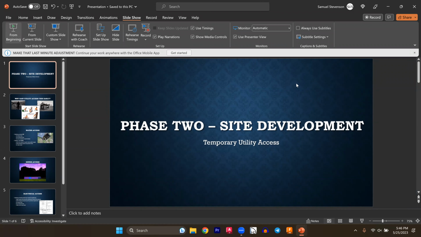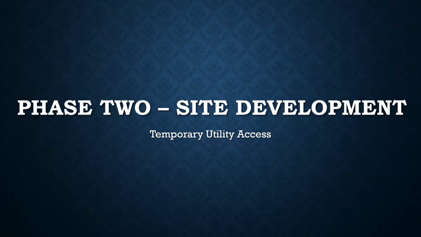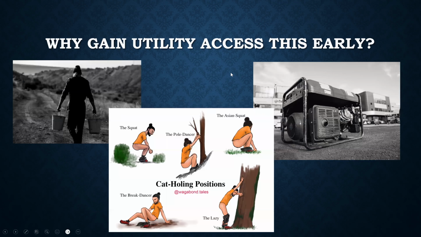Alrighty. So we are in phase 2, site development. This is the last sort of piece of phase 2 as I've written it out: getting temporary utility access on the site, basically water, sewer, and power, so that you can have a convenient time building things. So why would somebody want to gain utility access this early along in the process?